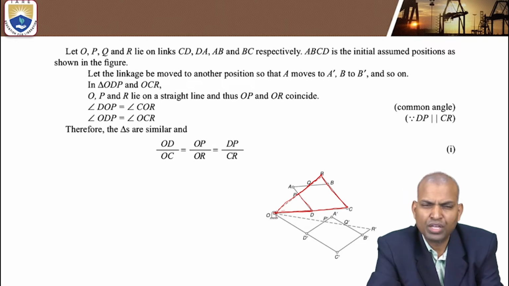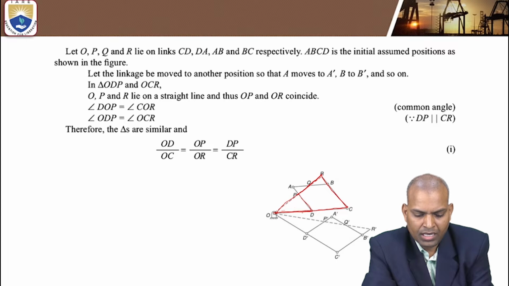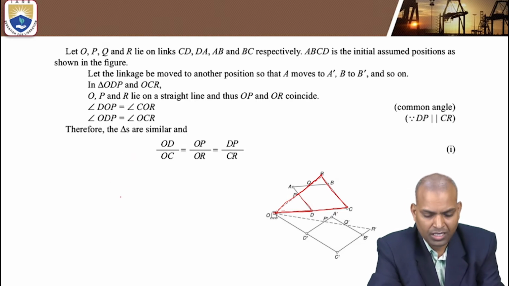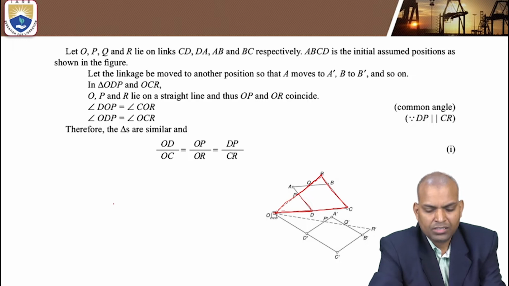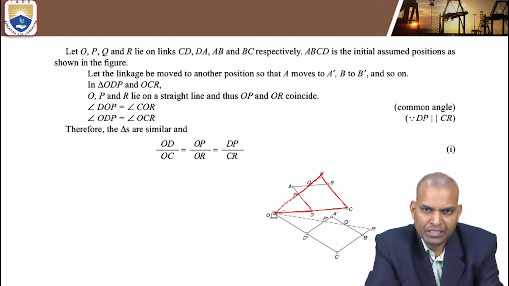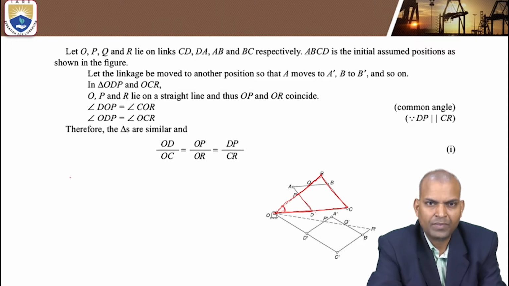OPQR, or OPR, lie on a straight line. Why do we consider only OPR? Because we are considering the triangles with sides OP and OR, that is ODP and OCR. OPR lies on a straight line. Thus OP by OR coincides, because it is on a diagonal on a straight line. Now the angle DOP equals angle COR. Angle DOP, angle COR, that means the angle remains the same.